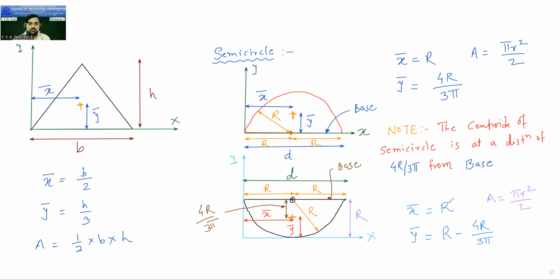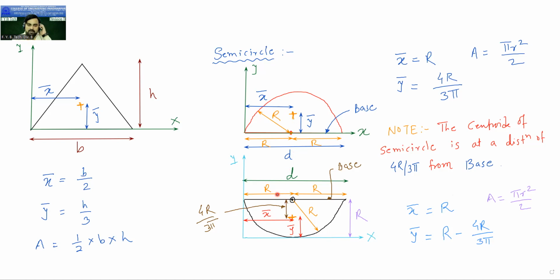So these are the two types of semicircle. This case is called base of the semicircle is along the x-axis. And this case is called base of the semicircle is parallel to the x-axis. It is not along the x-axis. It is just parallel to the x-axis. In the first case, it is along the x-axis. So these are the two cases.